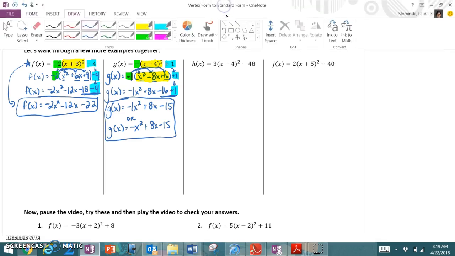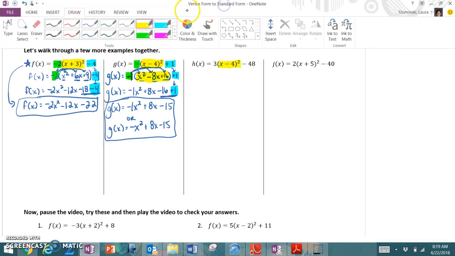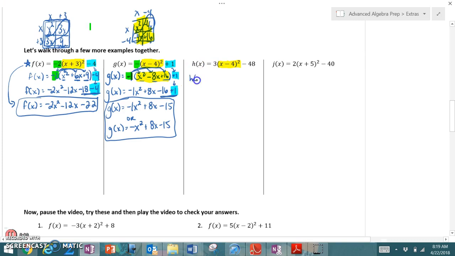Now this one I recognize that my parentheses is x minus 4 squared again, which I just did, so I'm still just going to use this box over here to save some time. H of x equals 3, so bring that 3 down. I'm not going to color code as much. We said x minus 4 squared is x squared minus 8x plus 16, and now I bring down the minus 48.